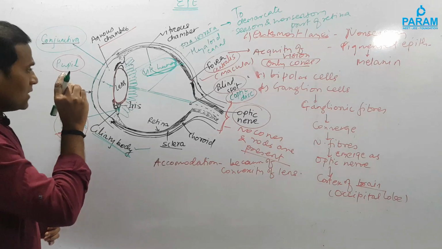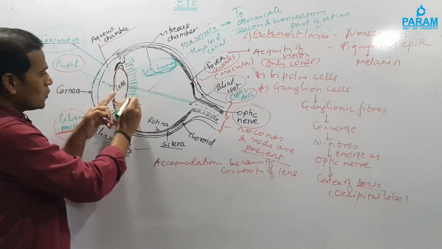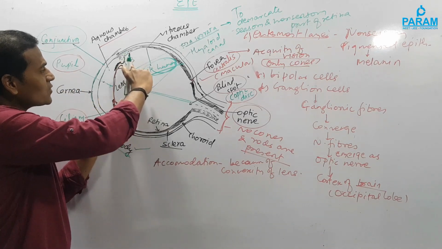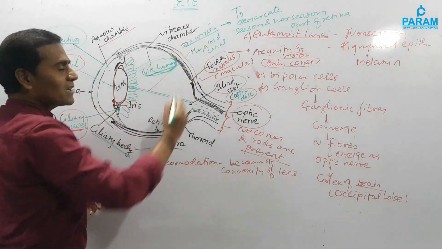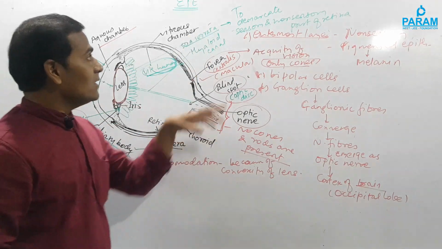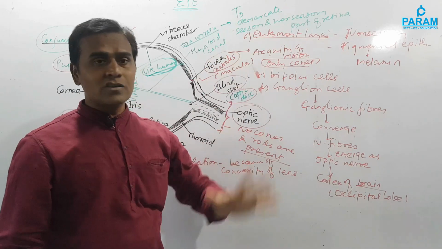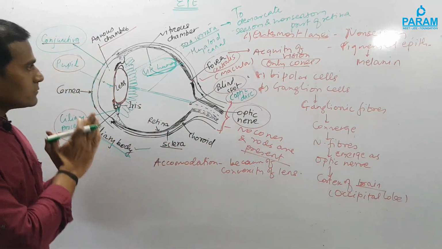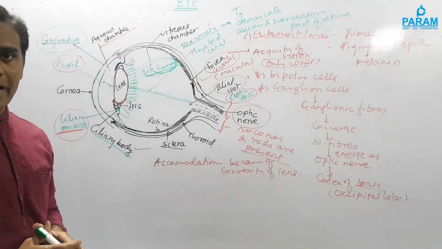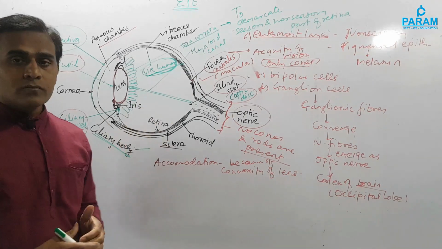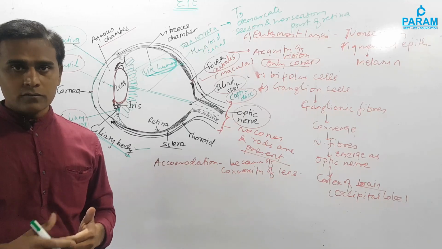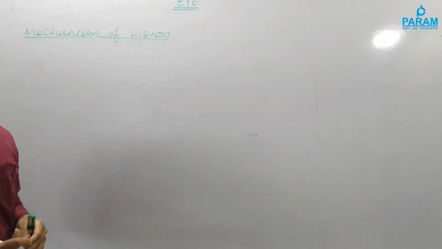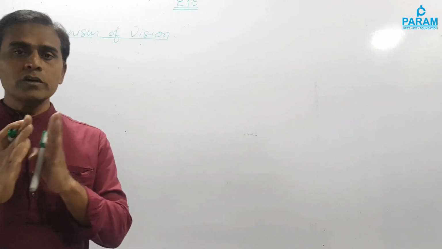Well, some another function which is drawn here, there is this green structure which is termed as ora serrata, and the function of this ora serrata is to demarcate sensory and non-sensory part of your retina. That is all about the structure and function of eye. Now we will see the mechanism of vision, how light enters into the eye and how image is perceived by us, right?